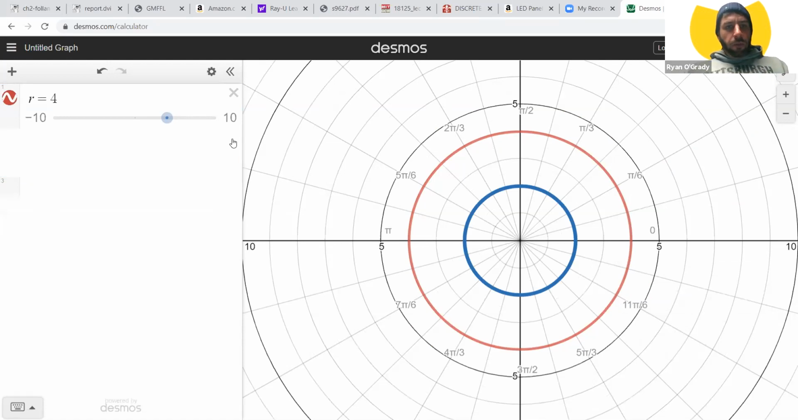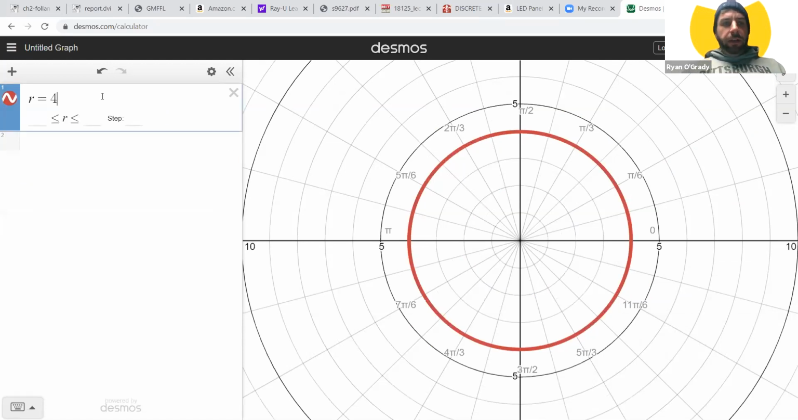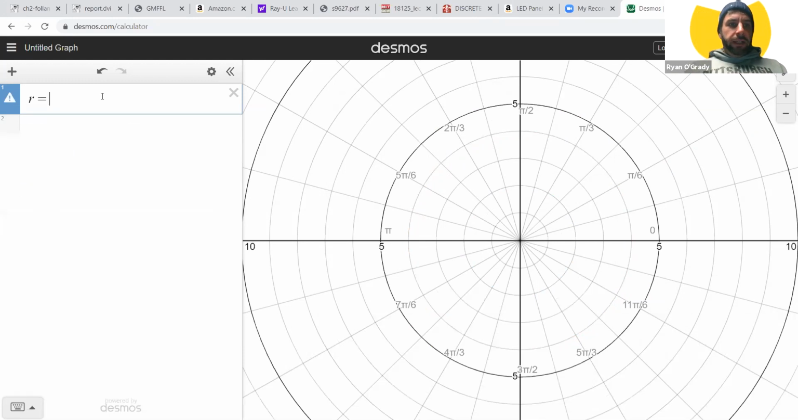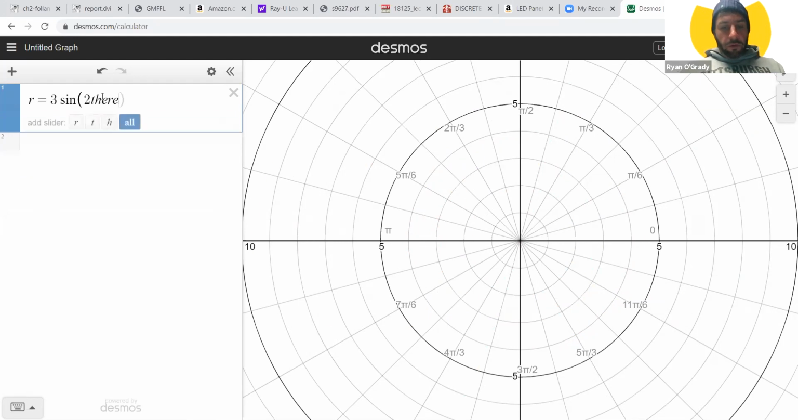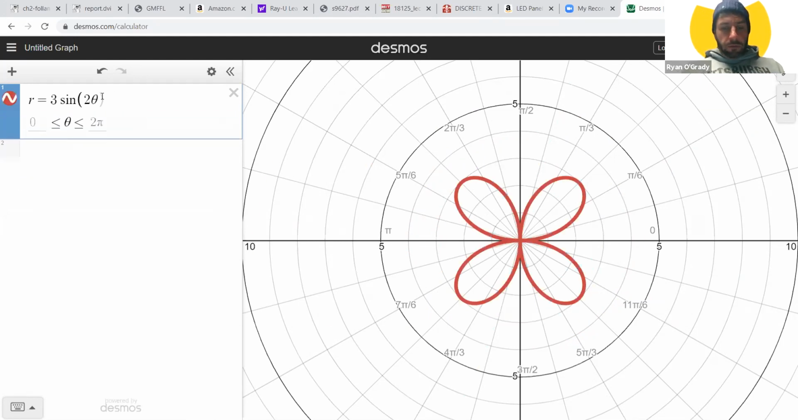And I can also do much more elaborate curves that would be very difficult to do using x's and y's. For example, there's a famous, well, there's lots of famous curves. Say, for example, I type 3 sine of 2 theta. Now I get this.